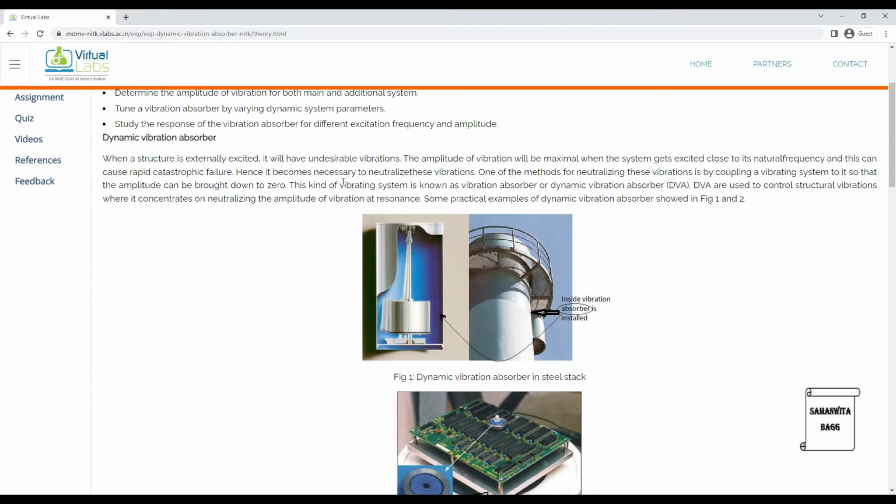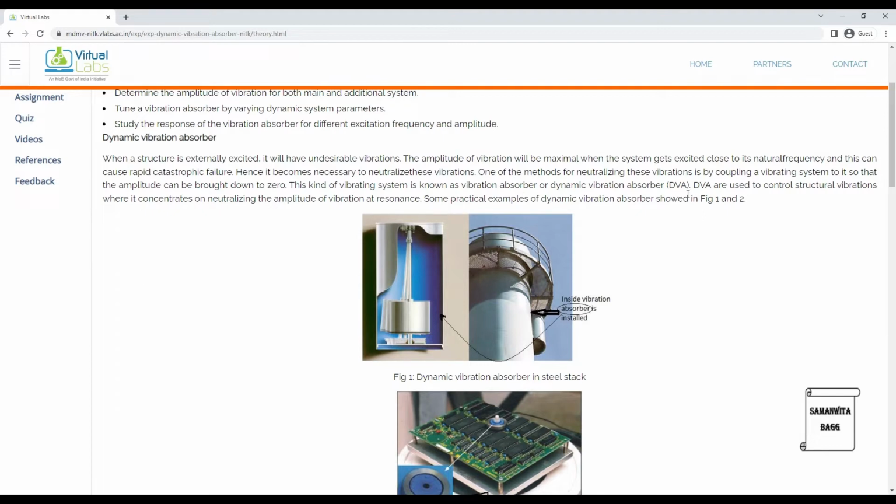Hence it becomes necessary to neutralize these vibrations. One of the methods for neutralizing these vibrations is by coupling a vibrating system to it so that the amplitude can be brought down to 0. So what you will do is add a vibration absorber such that it will bring down the vibration to 0. This kind of vibrating system is known as a vibration absorber or dynamic vibration absorber.